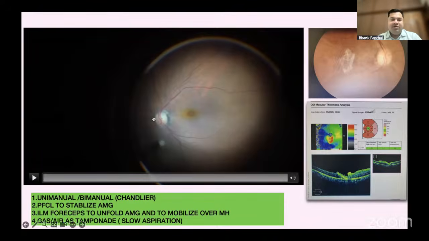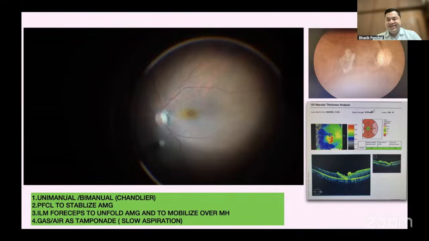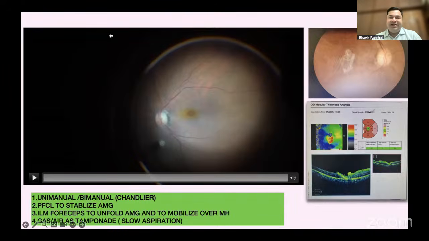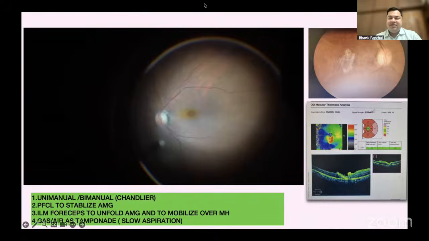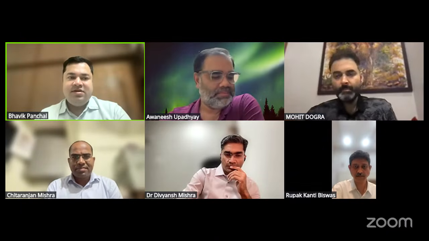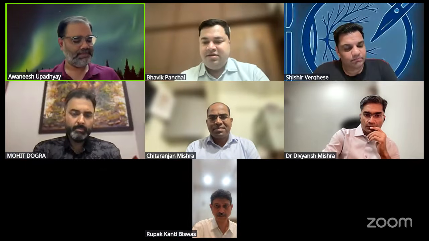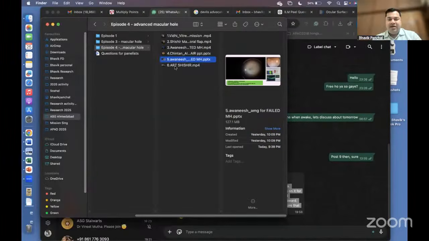Great, wonderful surgery again. And before we jump into dissecting Dr. Avnish's surgery, I'm going to go ahead and show you one more surgery, a counter technique, I'll say. And here I would like to hear Dr. Rupak's thoughts as well on this.